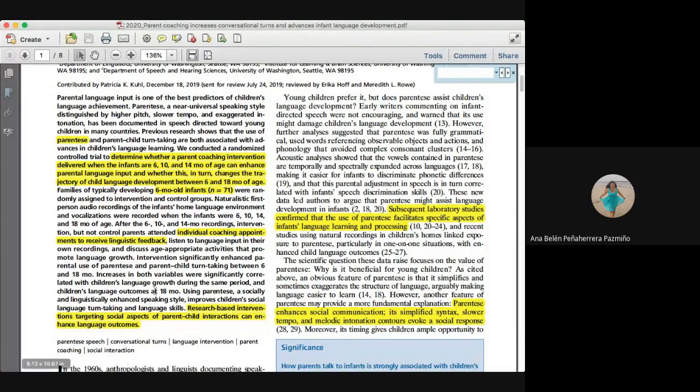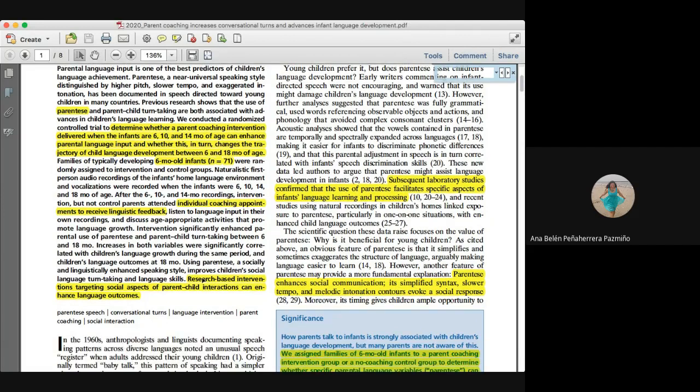The parental coaching intervention means that they receive individual coaching appointments to receive linguistic feedback. Experts suggest, for example, that they talk with the babies, like baby talking, while they are changing the diapers or when they go grocery shopping, and they suggest age-appropriate activities for the baby.